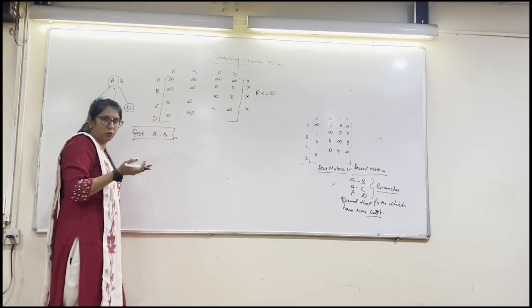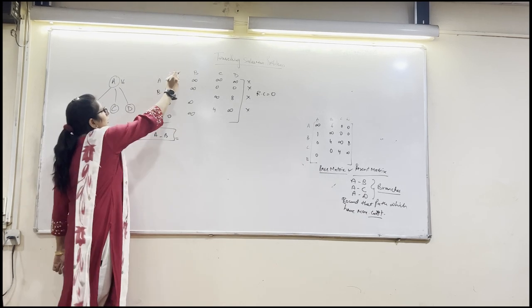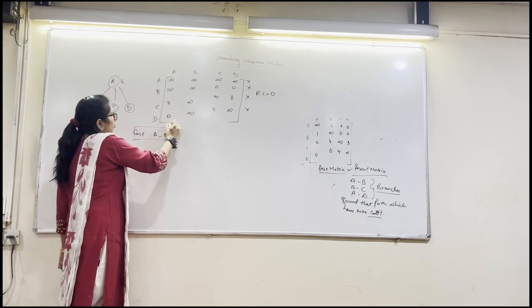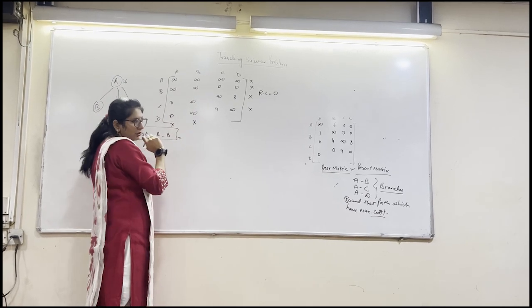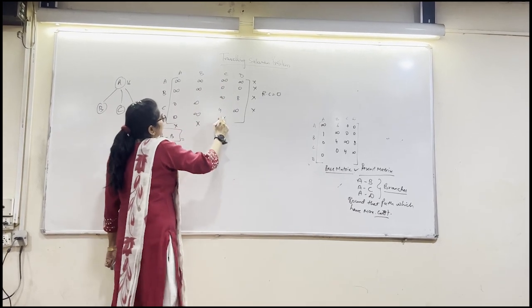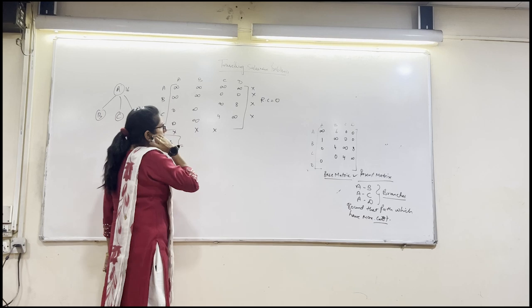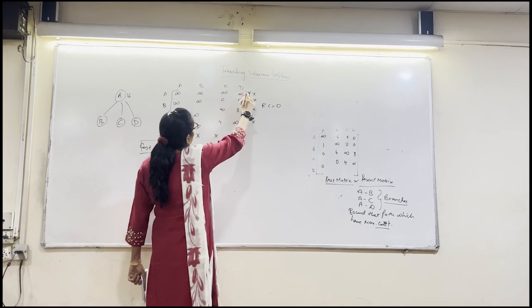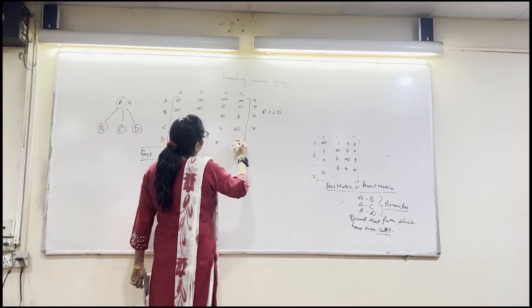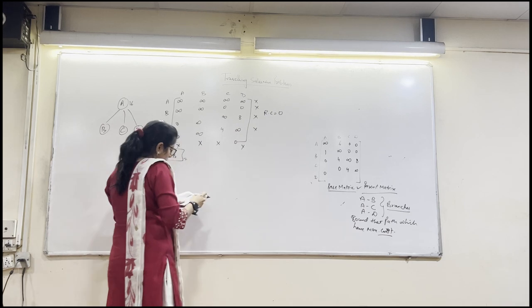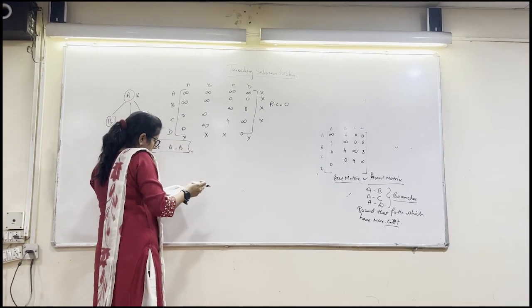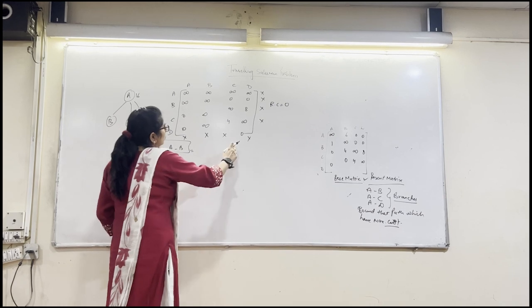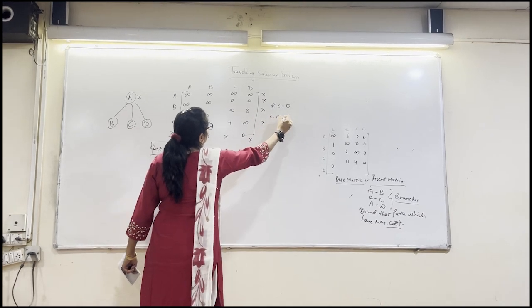Now let's check for the column reduction. Similarly, this column has a 0, so there will be no reduction. This column has infinity, so there will be no reduction. In this, the value is 0, so there will be no reduction. And this cell has the value 0, so there will be no reduction. So the column reduction cost is 0 here.